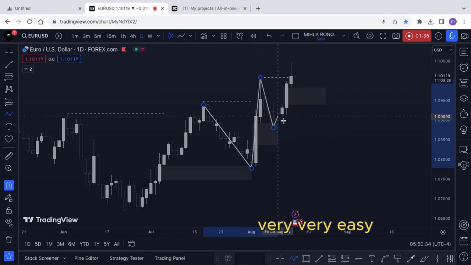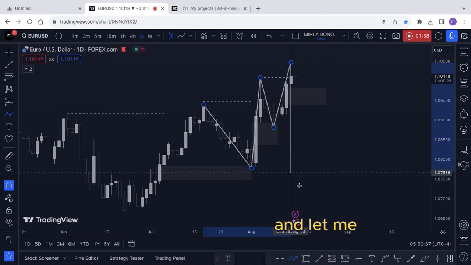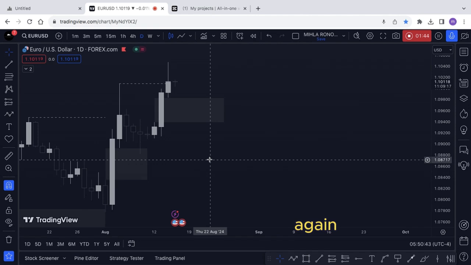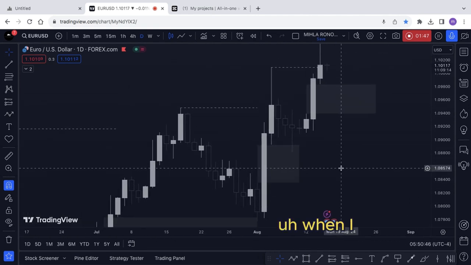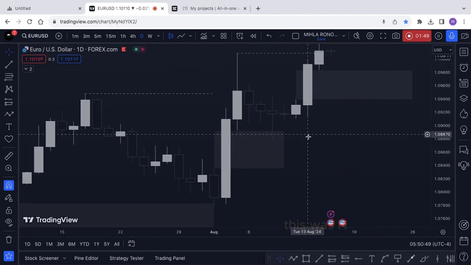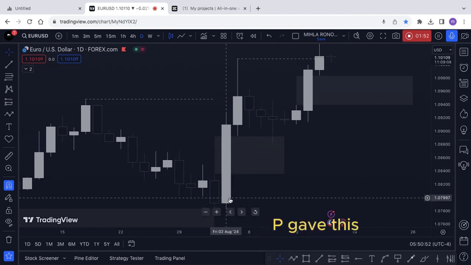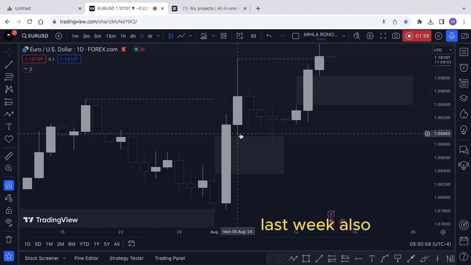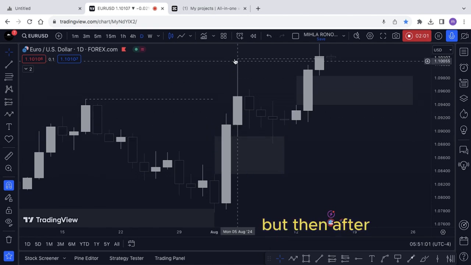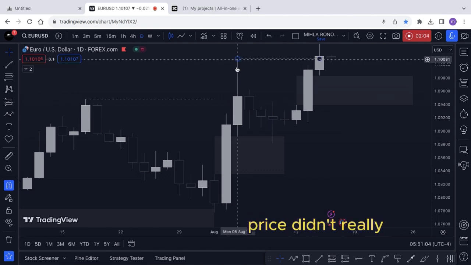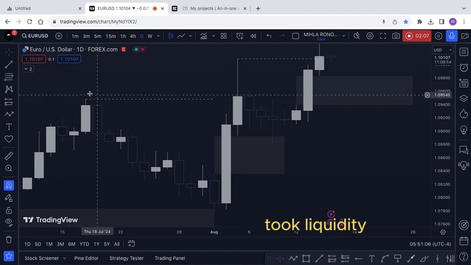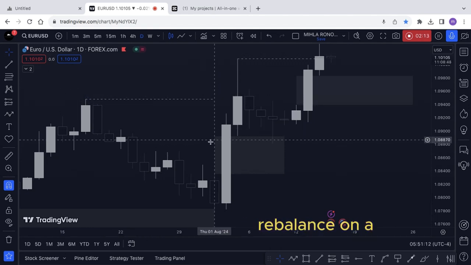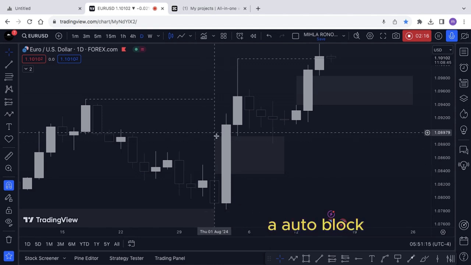Do you get me? A very easy setup, and let me break it down for you. So again, when I came into last week, this was NFP week. NFP gave this big bullish expansion to the upside, and last week also tried pushing, but after this push, price didn't really break. Price rather took liquidity. After this liquidity was taken, I was expecting price to come rebalance on a fair value gap or order block.